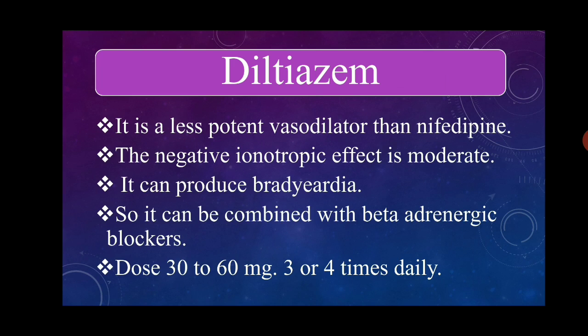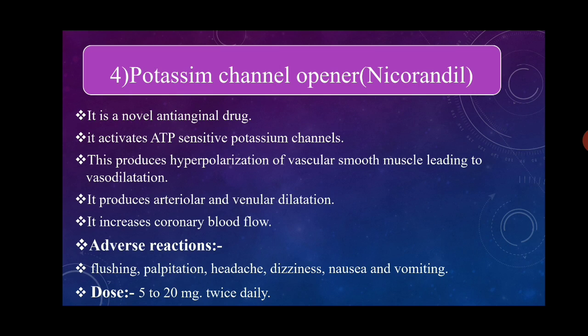Diltiazem produces a negative inotropic effect, meaning it decreases the force of contraction of the heart, and so it can decrease the heart rate, causing bradycardia. So diltiazem is combined with beta adrenergic blocking drugs. The dose of diltiazem is 30 to 60 milligrams 3 or 4 times daily. See the next slide.